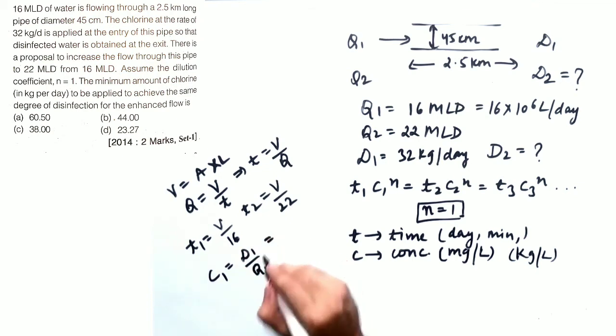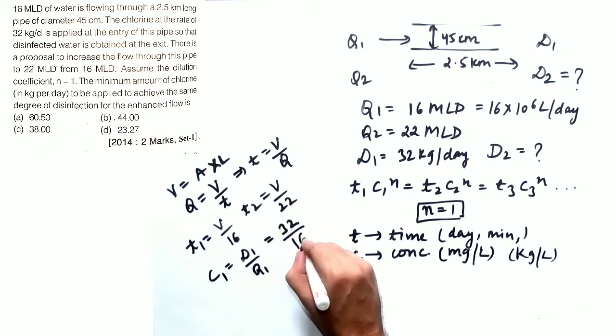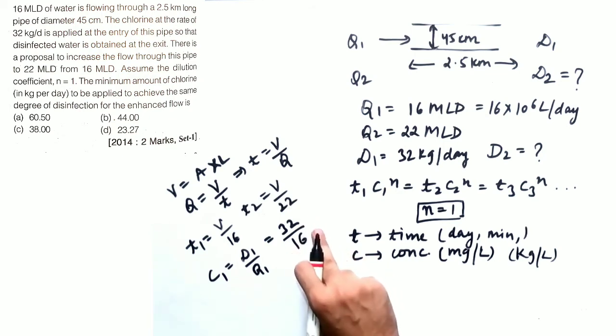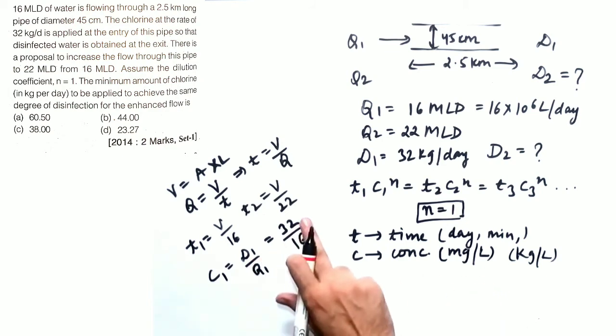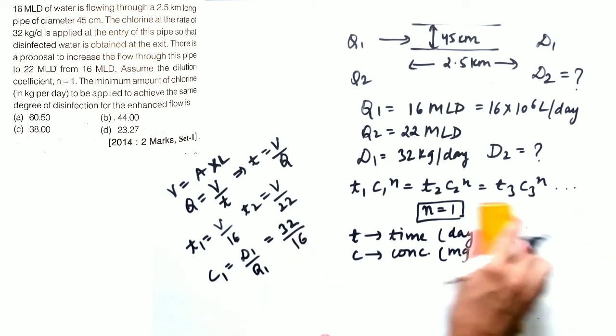Okay, so D1, what is D1? D1 is 32 and Q1 is 16. See, again the units do not matter until and unless it is in grams per liter, milligram per liter, kilogram per liter, it won't matter. So we are not converting it into exactly milligram per liter. So C1 is 32 by 16. I hope you get it.